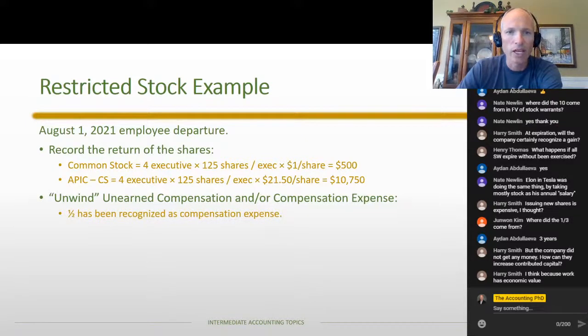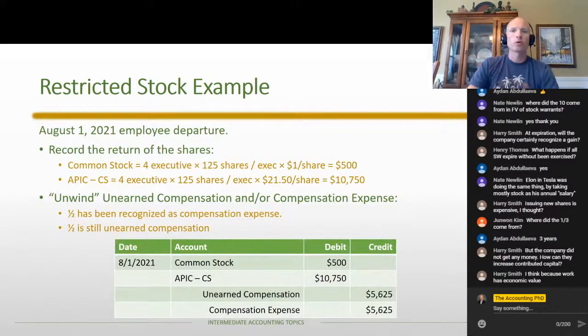So half has been recognized as compensation expense. So the other half is still unearned compensation. So then in our journal entry, we take that full amount and we allocate half of it, or basically half of it then comes out of unearned compensation, and the other half goes as a credit to compensation expense to basically unwind the previous compensation expense that we had recorded.